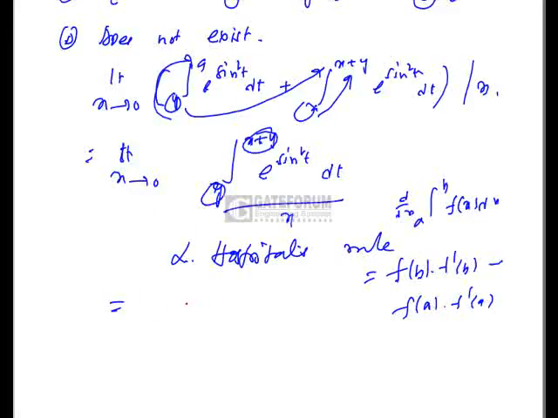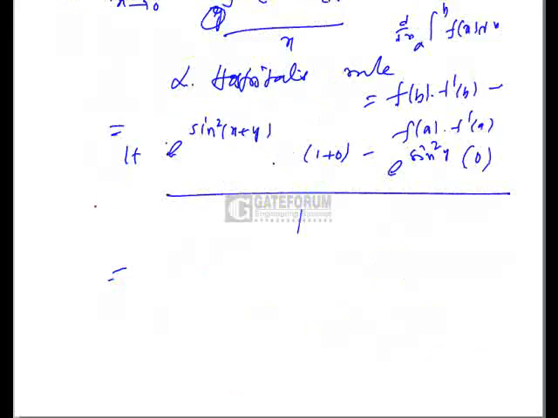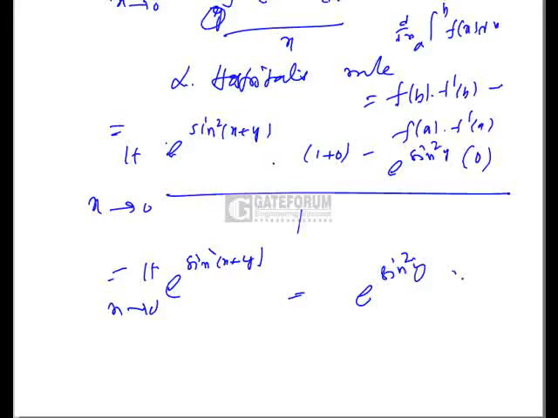So if I substitute that value, f of b is nothing but e power sine square of x plus y into differentiation of b. Differentiation of x plus y is 1 plus 0, minus f of a, which will be e power sine square y, and differentiation of y is nothing but 0, divided by differentiation of x, which is 1. So the limit as x is tending to 0, I can write this as the limit as x tends to 0 of e power sine square of x plus y. Now as x is tending to 0, this will be e power sine square y, which is nothing but option A.